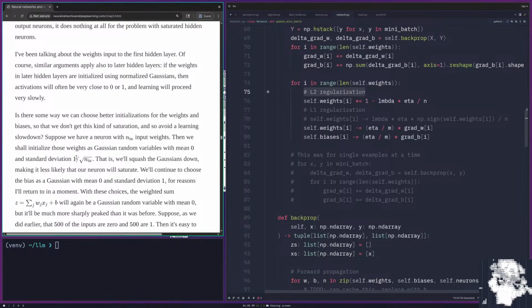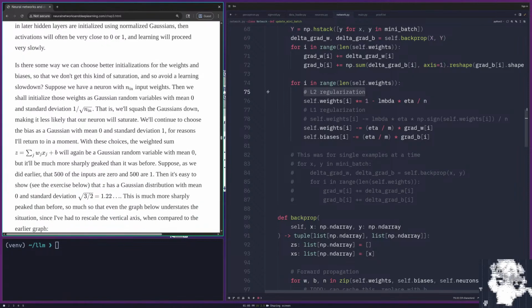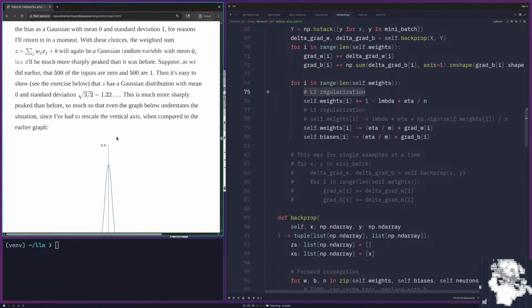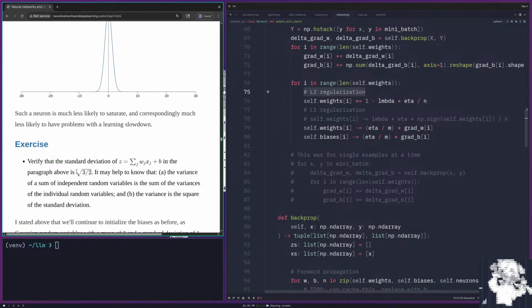Then we're saying, what if you have the standard deviation be 1 over square root of n in, so 1 over square root of 1,000. So the mean is the same. The standard deviation is now square root of 3/2. And I think the exercise is to show that it's square root of 3/2. I guess I don't even know where 3/2 came from.